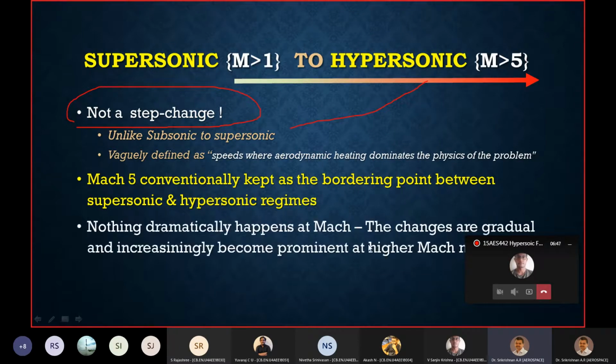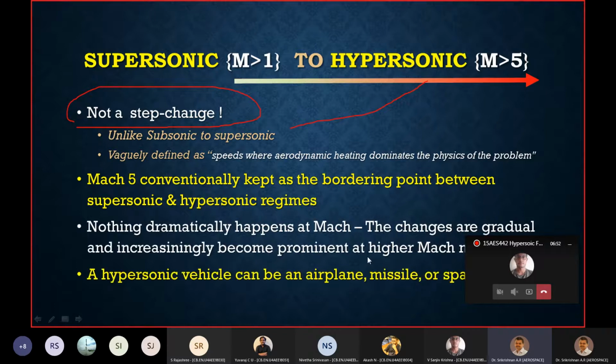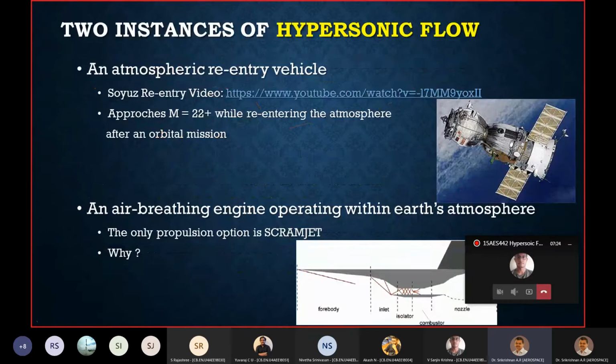I've explained this. Now, where do we apply it? Obviously, a hypersonic vehicle could be an aeroplane, a missile, or a space vehicle. Say, rockets in the later stages of their launch operate at hypersonic velocity. Flows within the nozzles of the rockets could be at hypersonic velocity, etc. So these are the applications which we aerospace engineers are concerned about in the case of aerospace hypersonic flows.